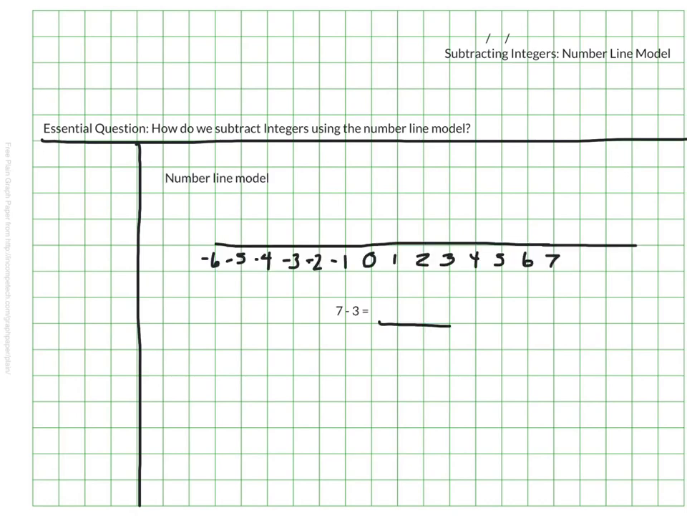Let's start with the basics. Let's say I want to model 7 minus 3 on the number line. What would that look like? Well, as we know from before, I would likely start here at 0 and go to my first integer, which is a positive 7. So I would go to the right 7, I'd stop there, and then since I'm subtracting, I would take away or move to the left 3 spaces. So 1, 2, 3. And I would land at 4, so my answer would be 4.